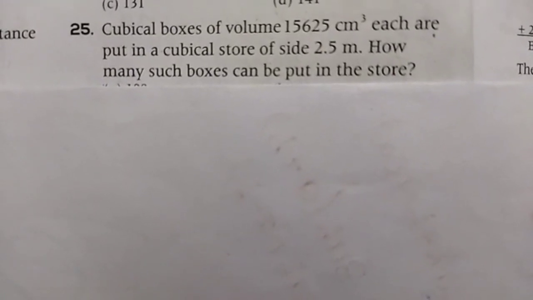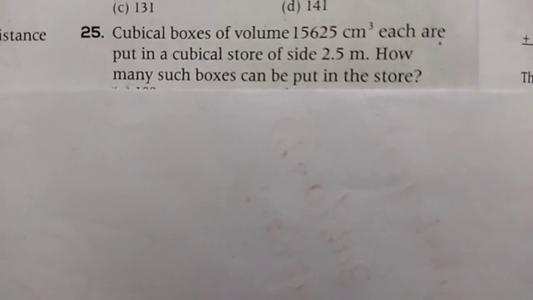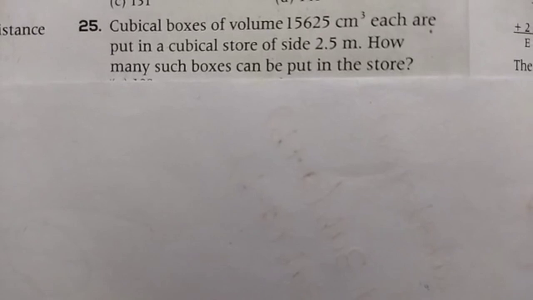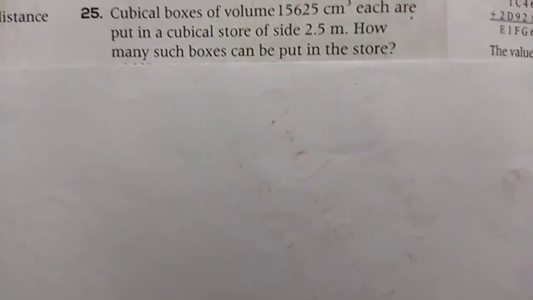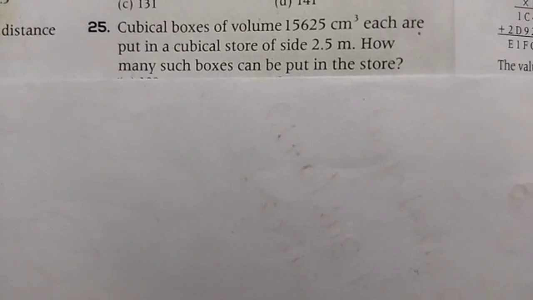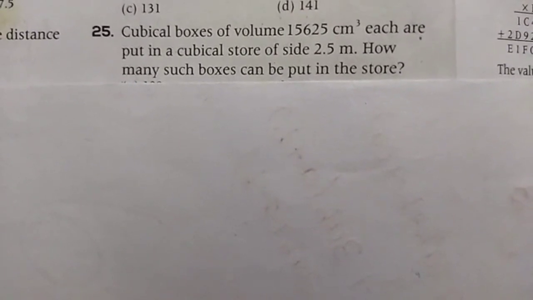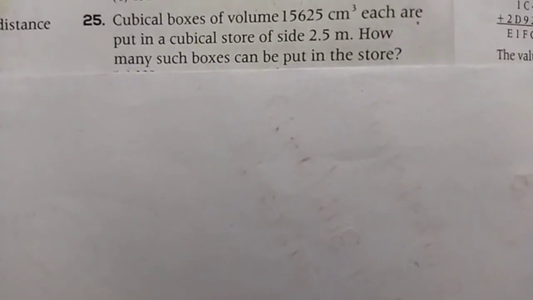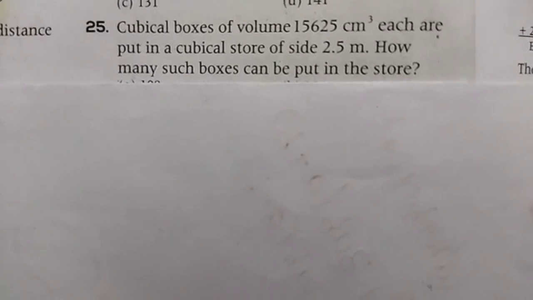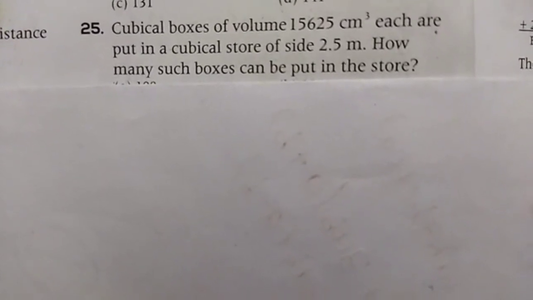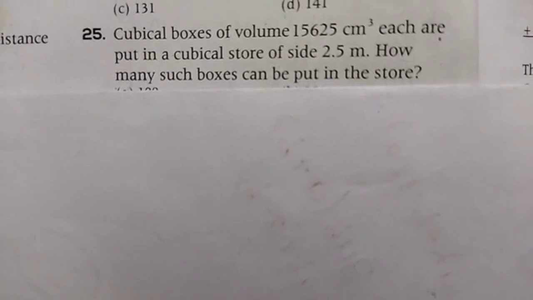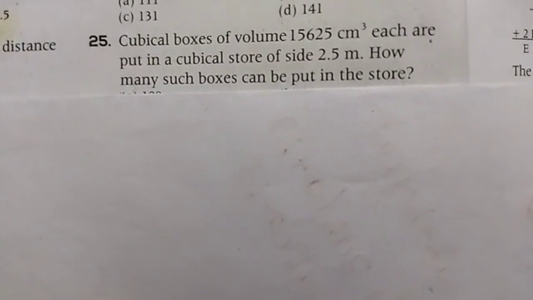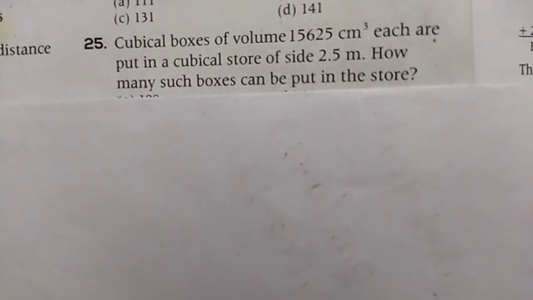Cubical boxes of volume 15625 centimeter cube each are put in a cubical store of side 2.5 meter. How many such boxes can be put into the store? So small cubical boxes are there. They are putting those cubical boxes inside a cubical store of side 2.5 meter. Now volume of the cubical boxes is given. That is smaller volume. We need to find smaller volume and bigger volume. We can find number of boxes by using the formula bigger volume by smaller volume.